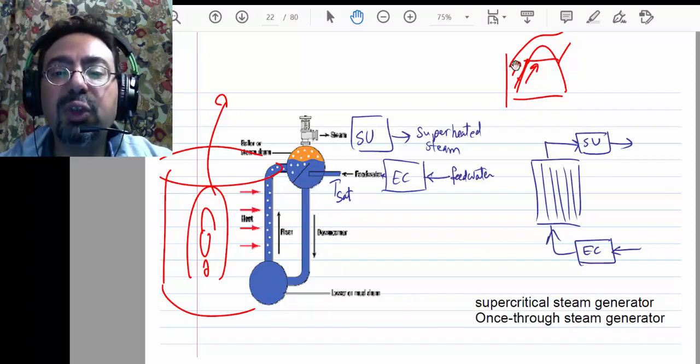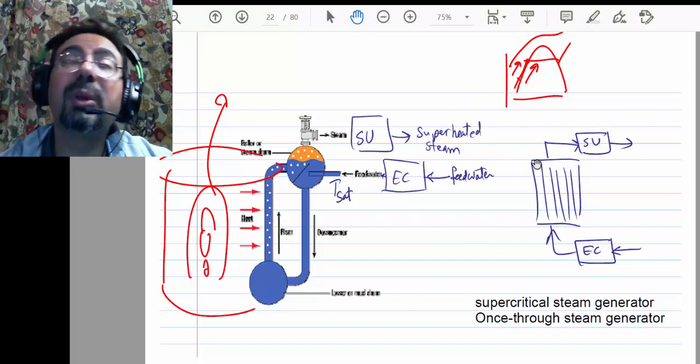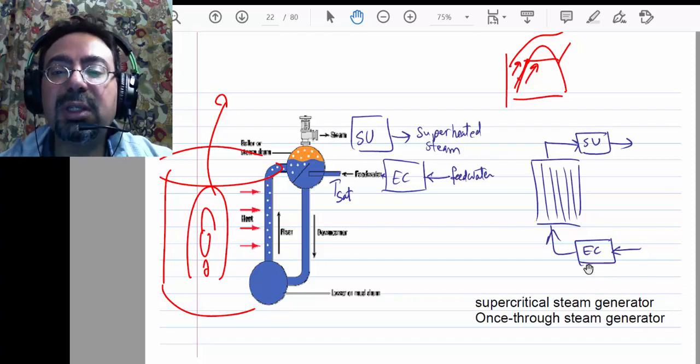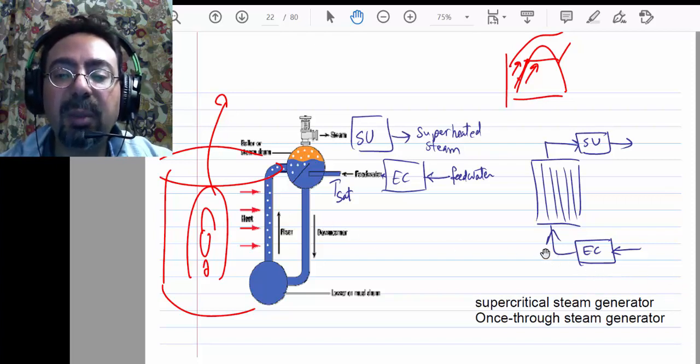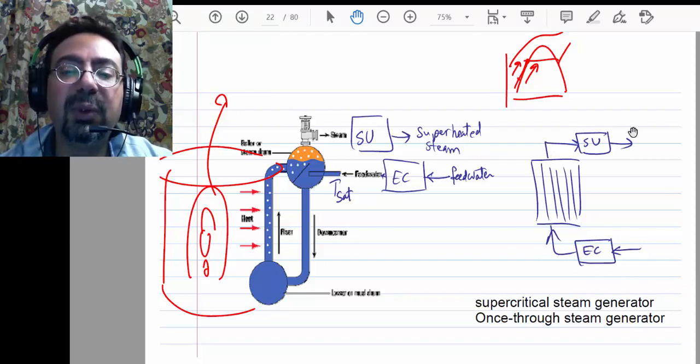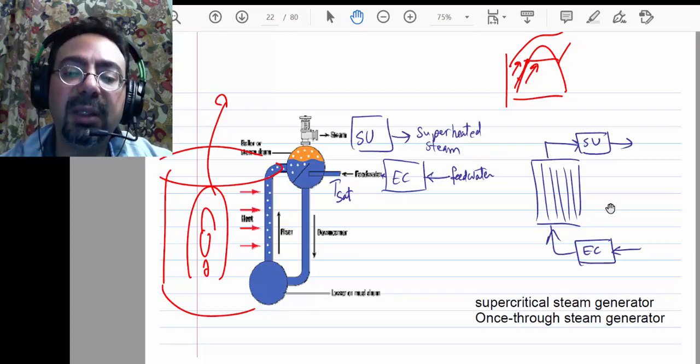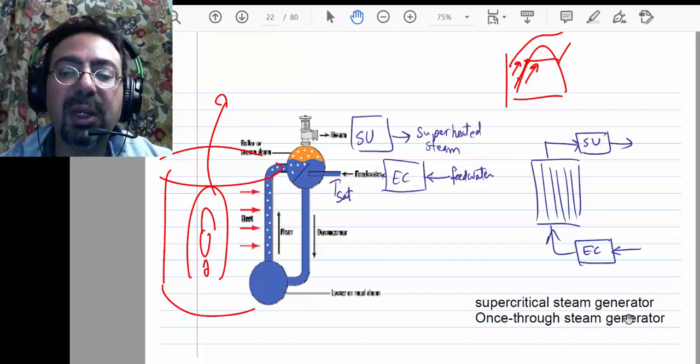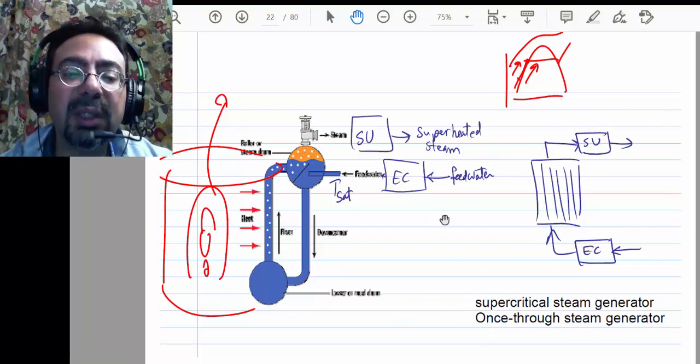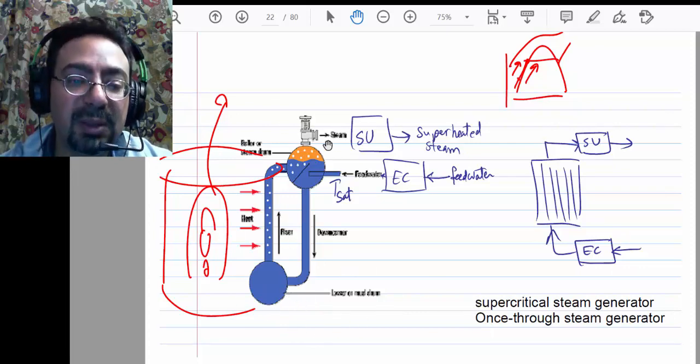But if you are running a supercritical boiler, you will just have no drum. You will just have water coming in, turning into vapor, and leaving to the superheater. So supercritical steam, they call it a once-through steam generator. Water in, vapor out. But here, the water circulates before it basically turns all into bubbles.